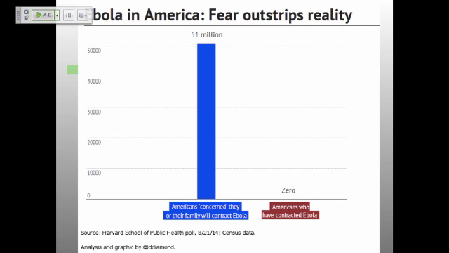I love this graphic, which I found putting together yesterday. Americans concerned that they or their family will contract Ebola. Now, this was admittedly August of last year. 51 million people. How many had actually contracted Ebola, at least in the US? None. So this is, again, I don't know why we consume these kinds of media, but yeah, fear definitely is outstripping reality.